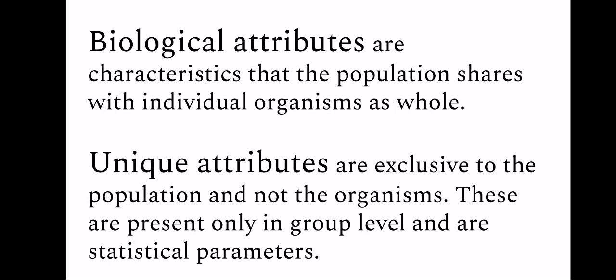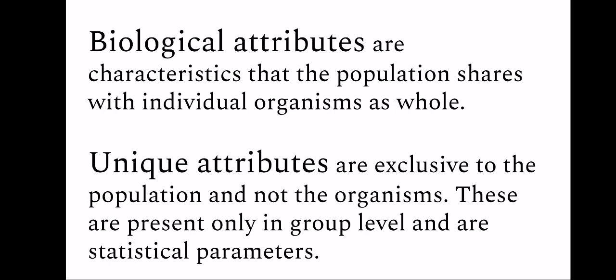Second is your unique attributes. These attributes are unique in the sense that these are exclusive to the population and not to the organisms which make up the population. That means biological attributes were common for both the population as well as the individual, but unique attributes are only present for the population and not for the individual. So the definition of unique attributes says that unique attributes are exclusive to the population and not the organisms. As I previously told, these are only present at the population level.